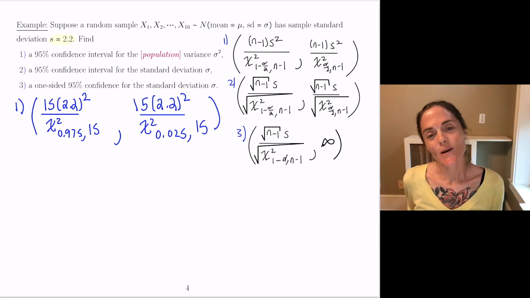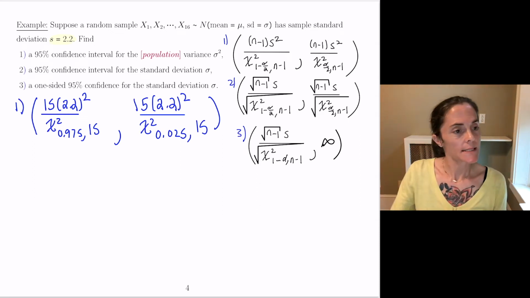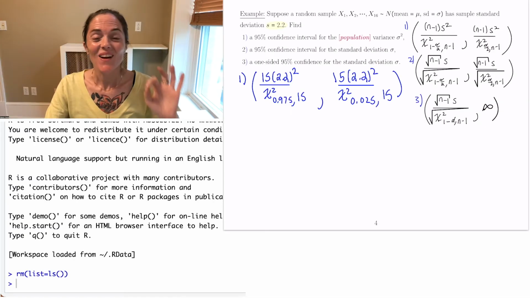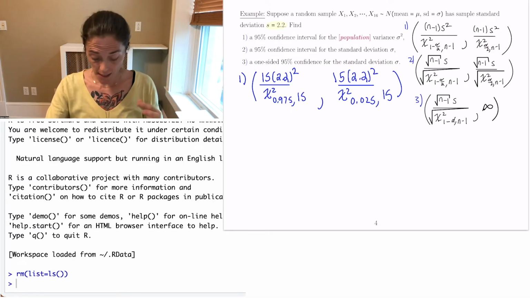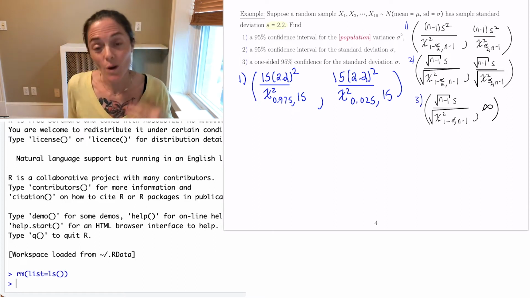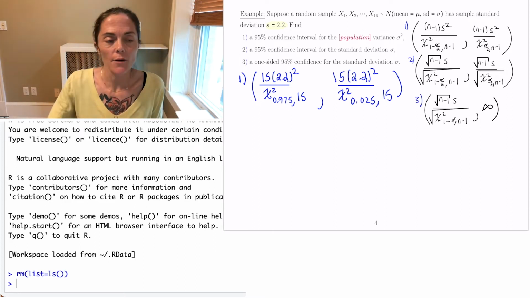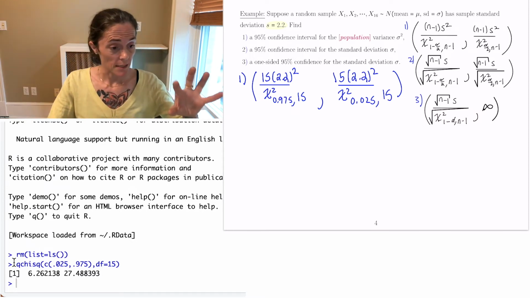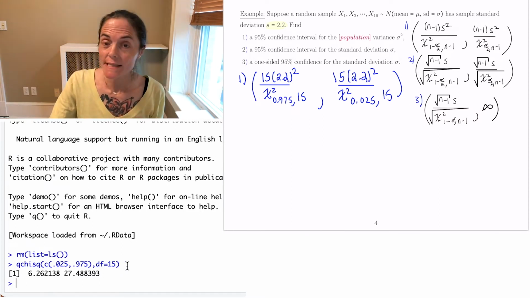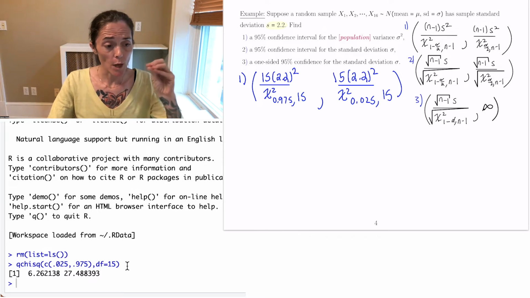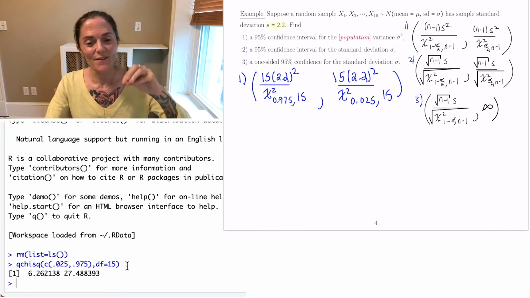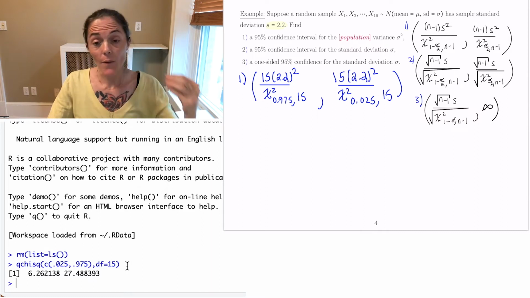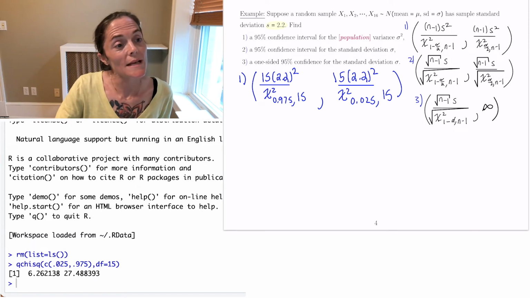Now, let's go to R and calculate some of this. If I'm just interested in these 2 quantiles that I see in the denominator of my lower bound and upper bound, I can calculate this in R. I use qchisq. Make sure you use 15 degrees of freedom. This is the 0.025 and 0.975 quantiles. However, exactly what I have calculated here, I could also do as a line in R.